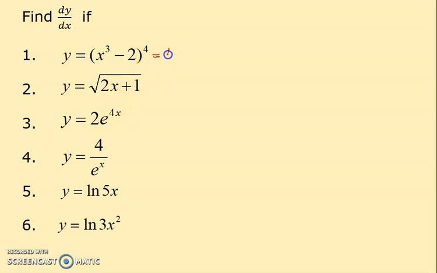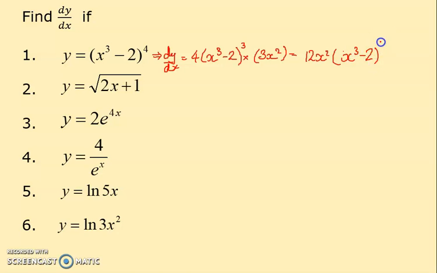So anyway, if I want dy by dx, I would bring down the 4 to the front, 4 lots of x cubed minus 2, now to the power 3. But don't forget to times by 3x squared, which is what I get when I differentiate that bracket. So I finish with 12x squared times by the x cubed minus 2 all cubed. So it's quite a lot of work just to get there.